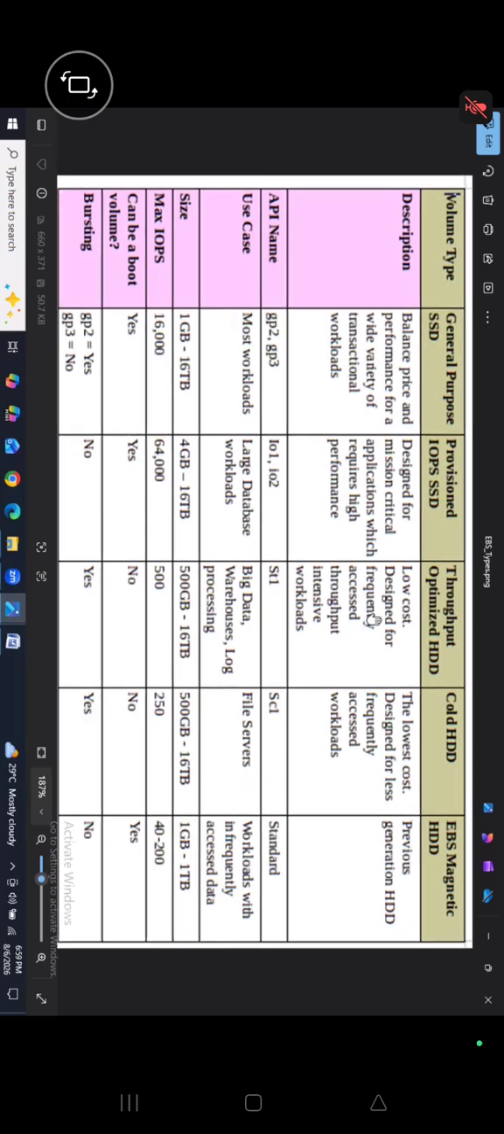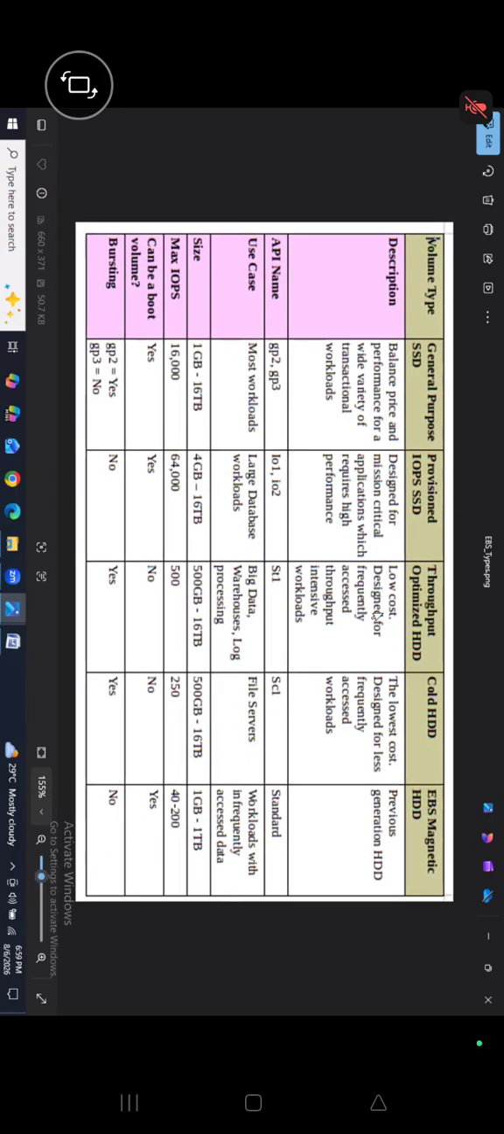So coming to throughput optimized, right? It's cheaper because, for example, we have some historical data we need to maintain, like old movie songs, and no one is using them. So you can use this one, throughput optimized, low cost, designed for frequently accessed data, so you can store huge data.